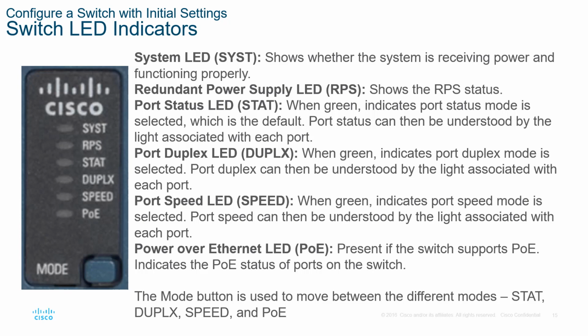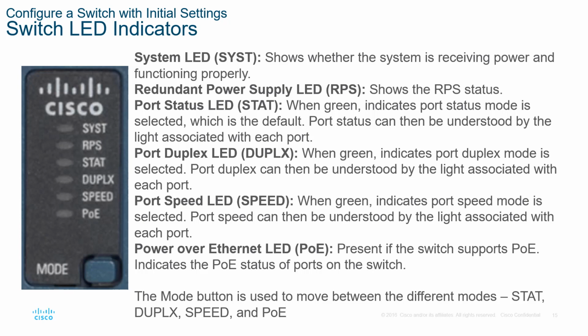Next, RPS is redundant power supply. This will show the RPS status. Next will be the status. That will be the port status LED. They should be green, and essentially when a port is active, it will light up green. Next is duplex. When it's green, it will indicate the port duplex mode is selected. Again, it will either be half duplex or full duplex, and then the lights may differ based off the duplex. Realistically, full duplex is the default, and that's what it should be at.